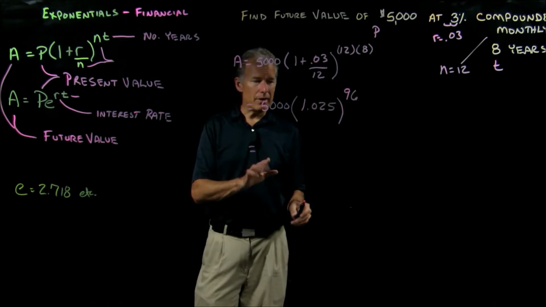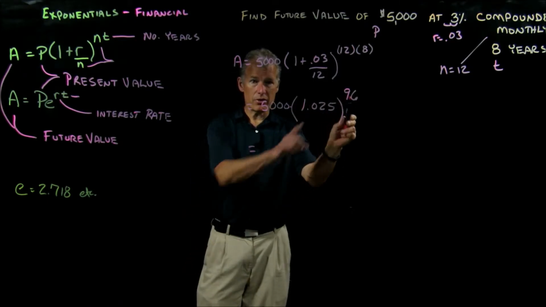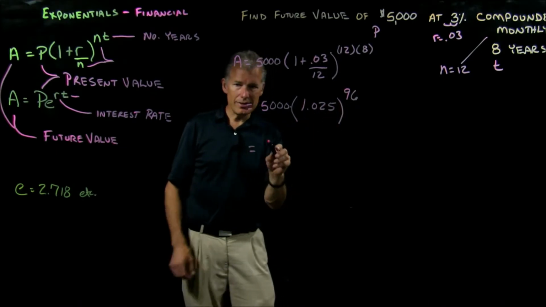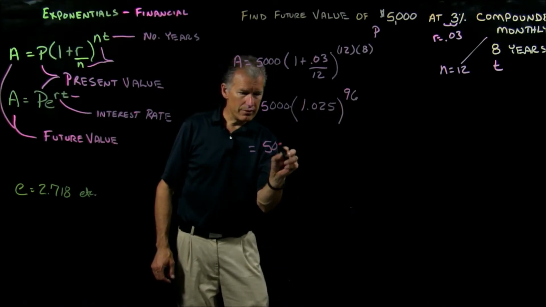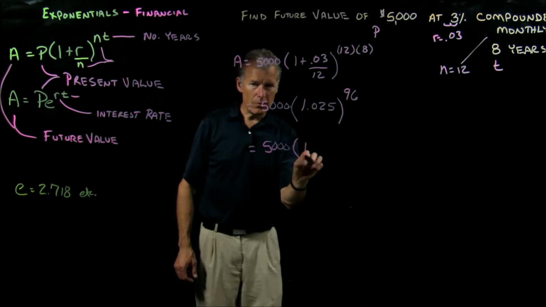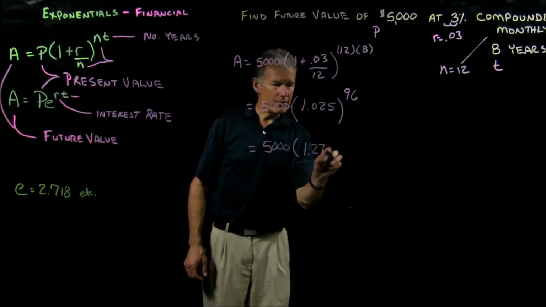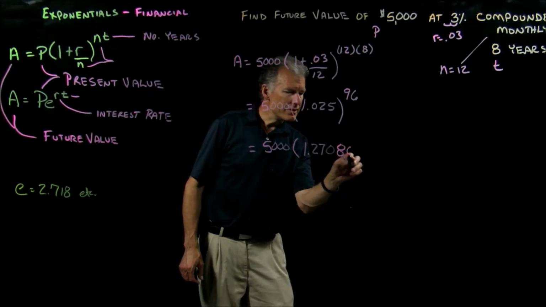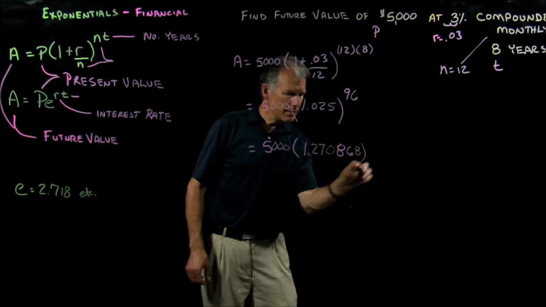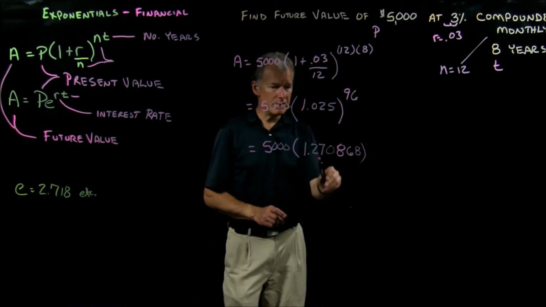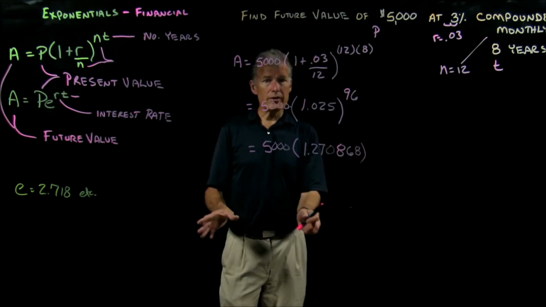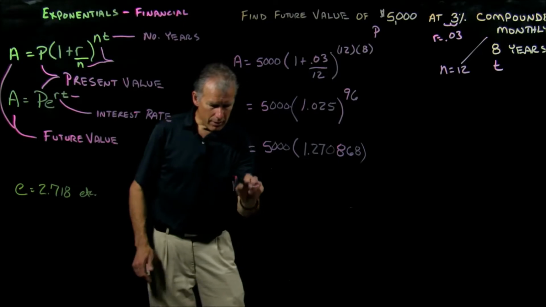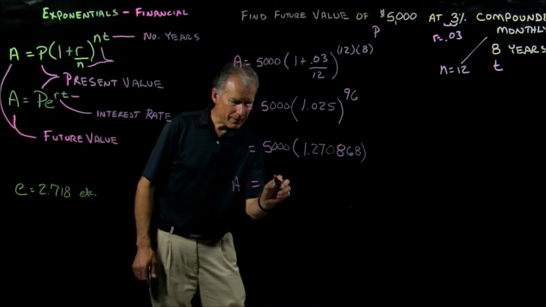And now thinking about PEMDAS, we have a choice, multiplication or exponent, so of course we'll do the exponent. So 1.025 raised to the power of 96 would be 1.270868, and this may seem extreme. I'm carrying roughly the number of decimal places here that I want in my answer, and you'll see why in a little bit.